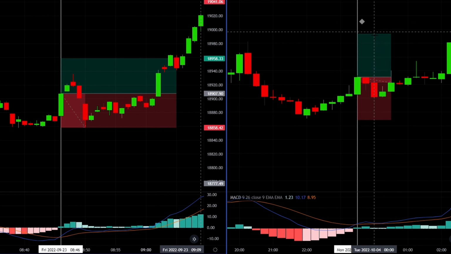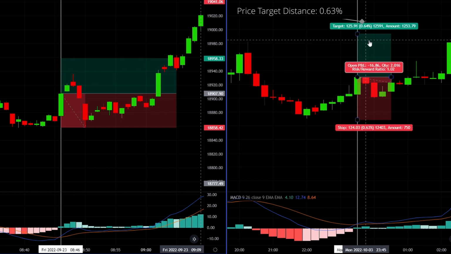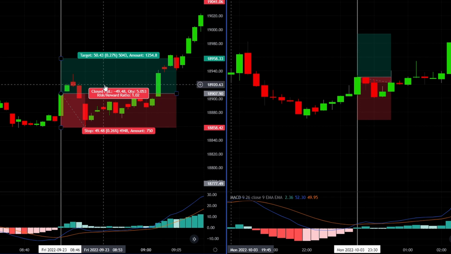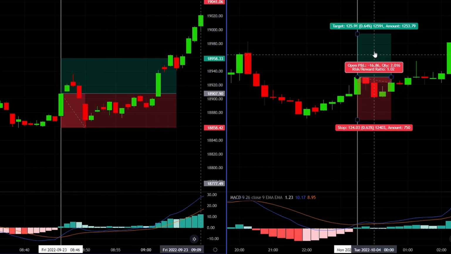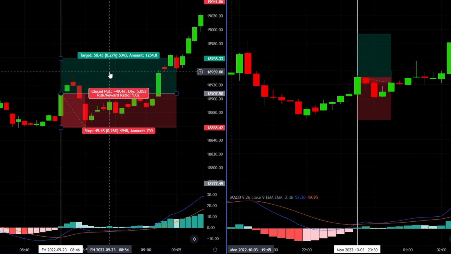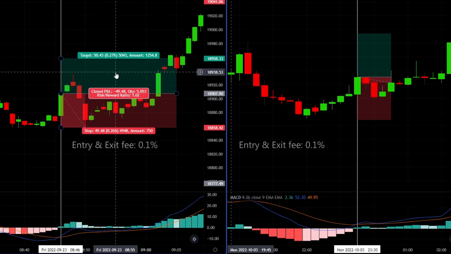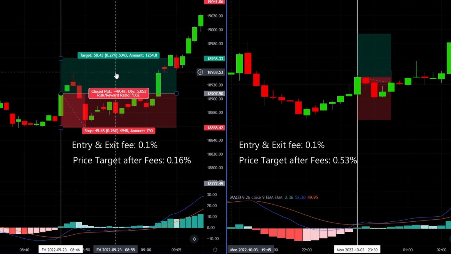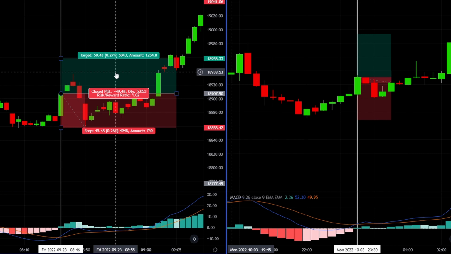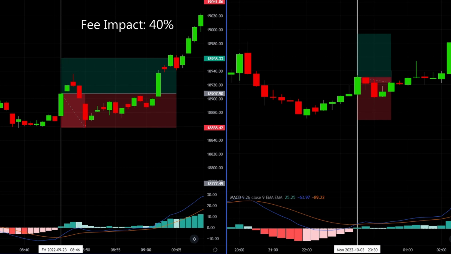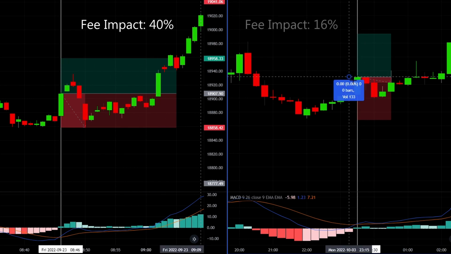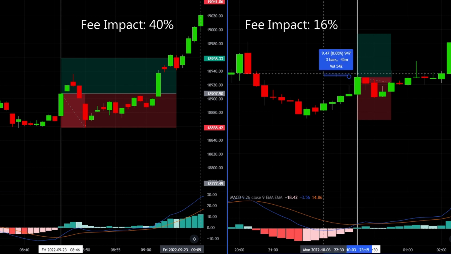And on the 15-minute chart, it is around 0.63%. As you can see, the price target percentage difference is more than double on the 15-minute compared to the 1-minute chart. Now if we subtract the trading fees, which is 0.05% when entering the trade and also 0.05% when exiting the trade, then we are left with a 0.16% price difference on the 1-minute and 0.53% on the 15-minute. This means on the 1-minute chart the fees take up around 40% of the potential profits, but on the 15-minute chart the fees only eat up 16% of the profits. And that is a huge difference.